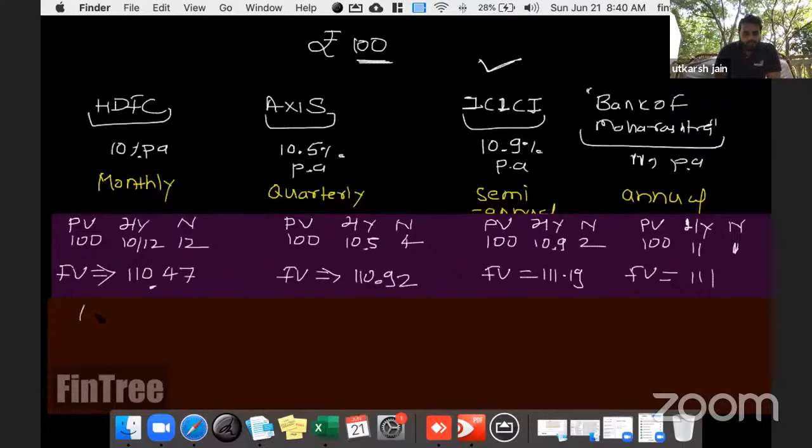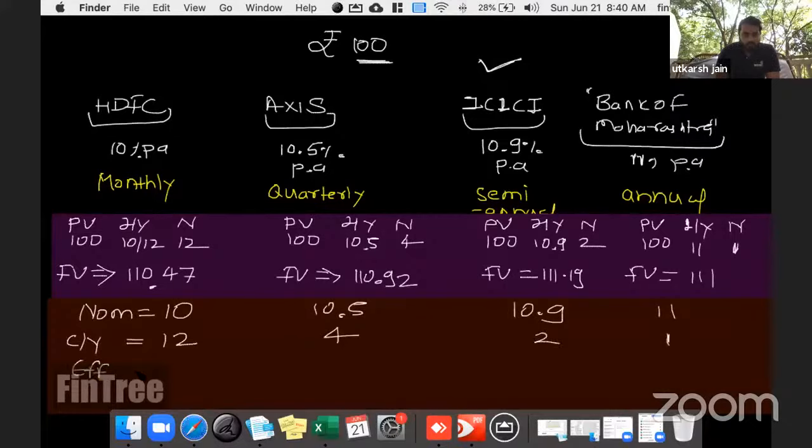Now, if you want to use I conversion, then the nominal rate is simply what's given to you. So nominal here is going to be 10. Nominal here is going to be 10.5. Nominal here is going to be 10.9. Nominal here is going to be 11. C by Y is simply going to be the frequency. So this is going to be 12, 4, 2, 1. And then you go and compute what would be the effective rate. And you get the same answer, 10.47, 10.92, 11.19, and 11. And again, we go and choose the ICICI Bank.